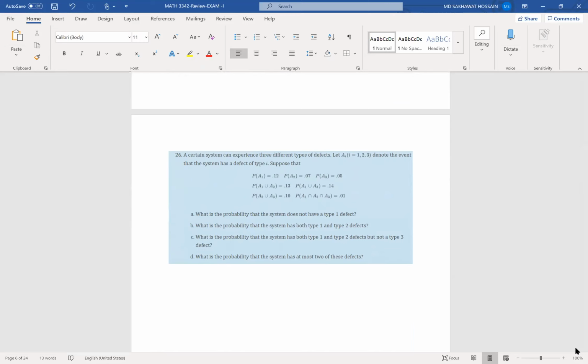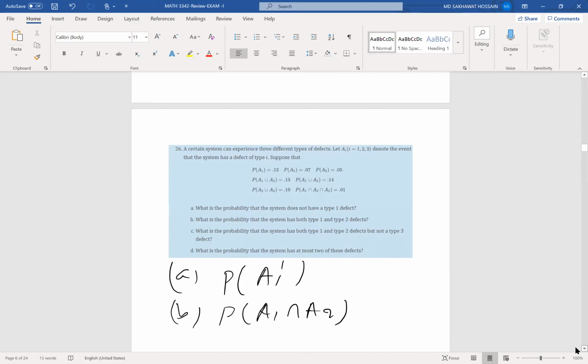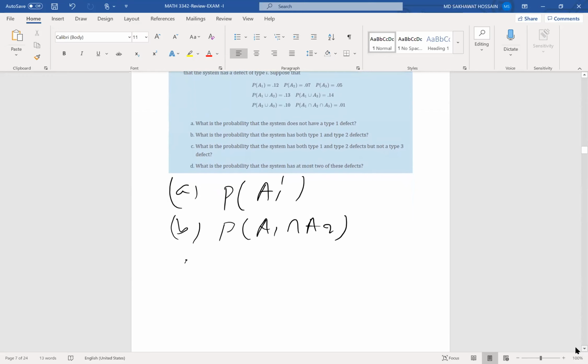What is the probability that the system has both type 1 and type 2? That means the intersection of A1 and A2. So in part A, you have to find the probability of A1 complement, and in part B, the probability of A1 intersection A2. And in part C, you have to find the probability of... We went over this problem in the class, so I'm not going to discuss it today because we will not have enough time.